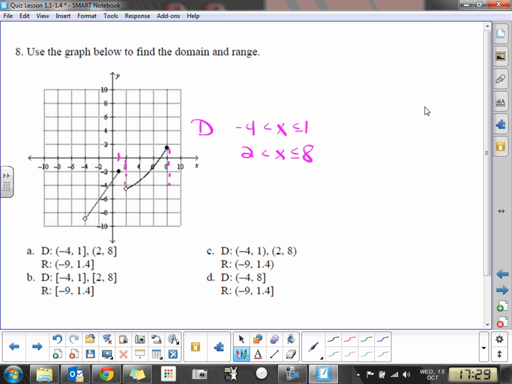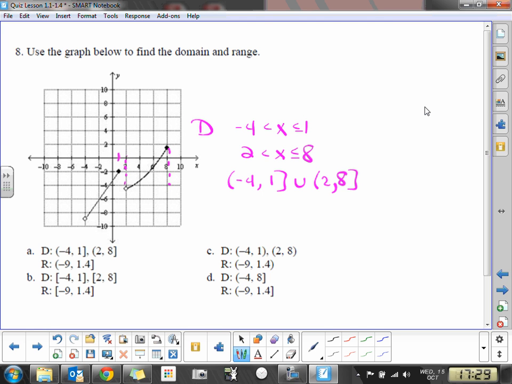If I break this into interval notation, it'd go from -4 to 1, we'd union it with 2 to 8 inclusive. So those are the values for my domain. Then I want to make sure I go and get the ranges.